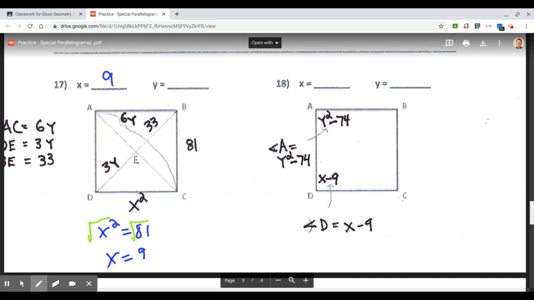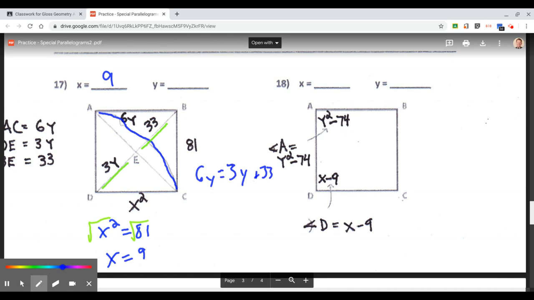Y shows that we're looking for the value of AC, which is this whole diagonal here. So 6y is that whole diagonal. I'm going to just write 6y here. Well, what do we also see here? We have 3y plus 33, right? Diagonals in a square are congruent, right? So AC is congruent to BD. So therefore, 6y must equal 3y plus 33.